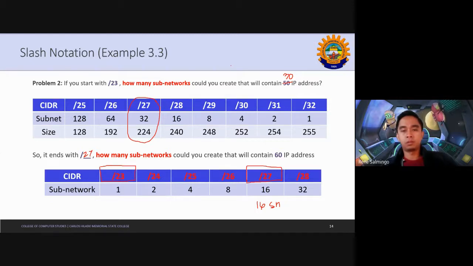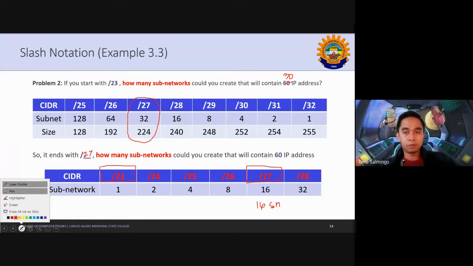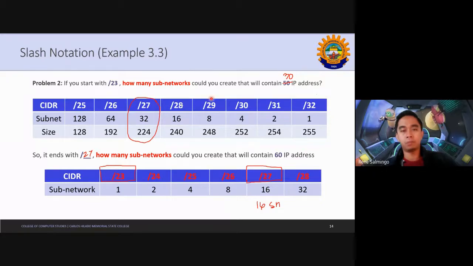So take note, all of the time we have even numbers because we need to divide each by two. You have all even numbers except for 32, because this is the maximum number of bits in IP version 4.